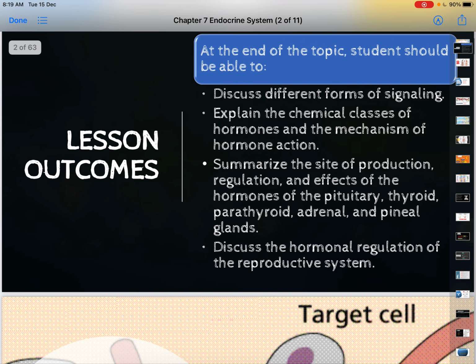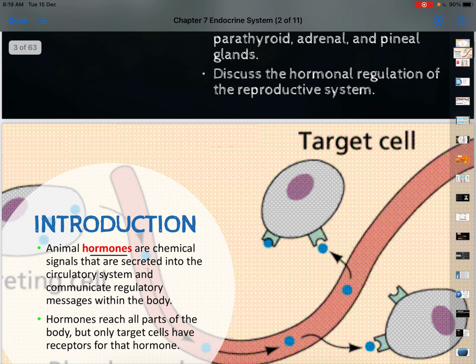At the end of the topic, you should be able to discuss different forms of signaling, explain the chemical classes of hormones and the mechanism of hormone action, summarize the site of production, regulation, and effects of the hormones of the pituitary, thyroid, parathyroid, adrenal, and pineal glands, and discuss the hormonal regulation of the reproductive system.